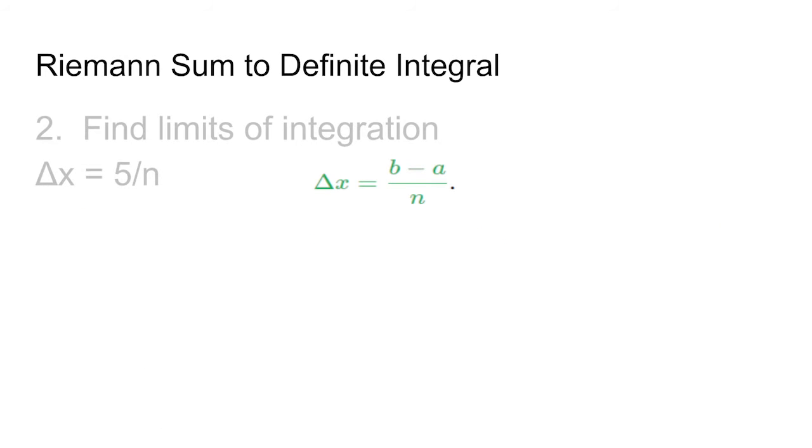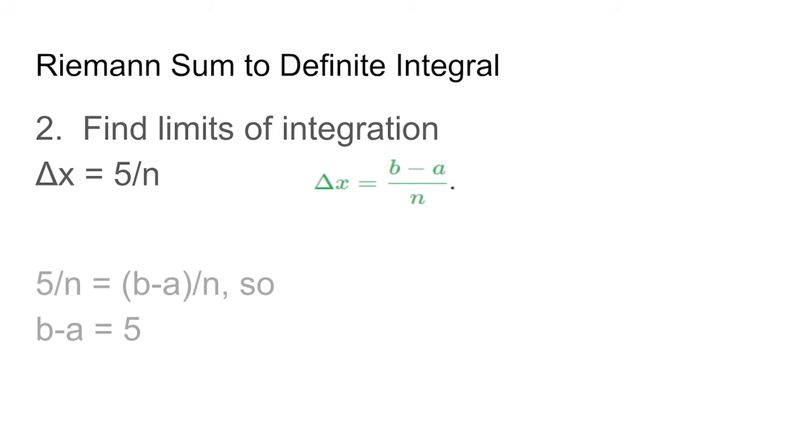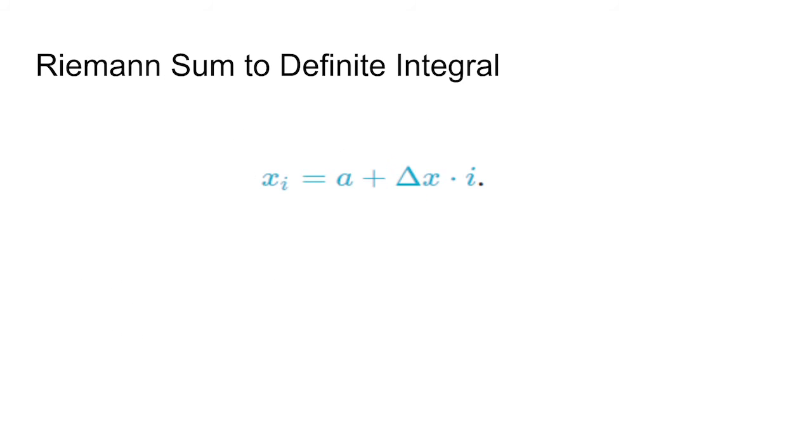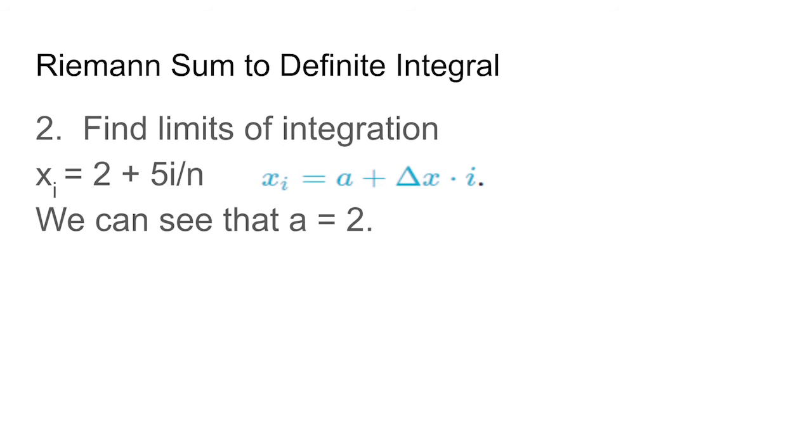Now our second step is to find the limits of integration. And we can find this using the formula for delta x. So we have delta x equals b minus a over n. So when we plug in what we got for delta x before, we get 5 over n is equal to b minus a over n. So b minus a equals 5. Using what we got for x sub i, we get that a equals 2, our lower limit of integration.